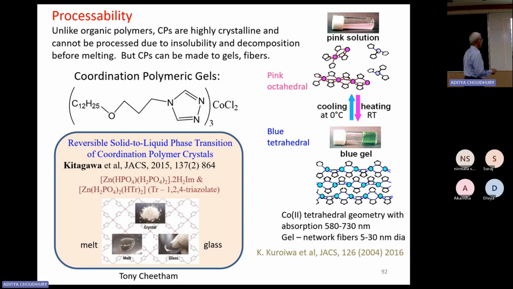I'm going to highlight a couple of examples, maybe a few more, on processability. This one is a coordination polymeric gel that was reported. This is the cobalt compound based on triazole. It is lipophilic, that's what they say. It's soluble in lipids because of the long chain you see. So you can put it in chloroform. It's easy to make: dissolve this particular compound in chloroform.